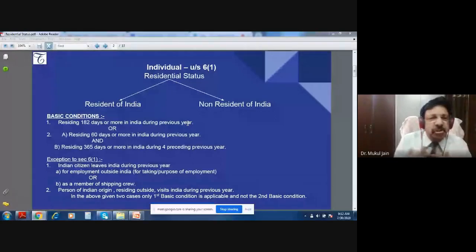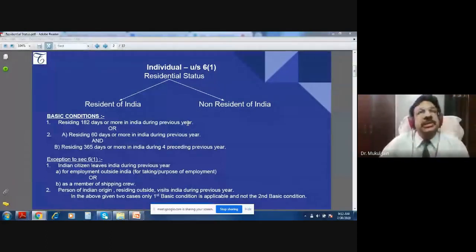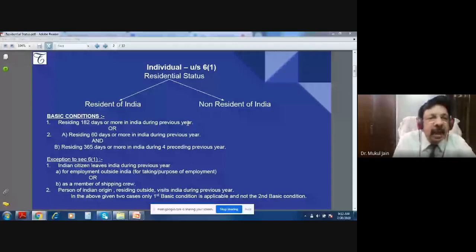So even we as an individual also have to file our income tax returns. Although, as I told you last time, tomorrow was supposed to be the last date. 31st July is normally the last date, but this time the extension has been given. So even I have not filed my return for 19-20. Whether I should be treated as an Indian resident or non-resident will depend on this condition. I should have resided 182 days or more during the previous year. Well, I have resided 365 days because I have not gone anywhere abroad in the past year. So I am a resident.